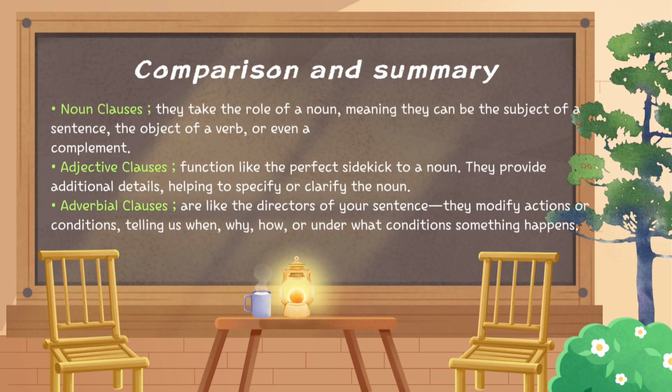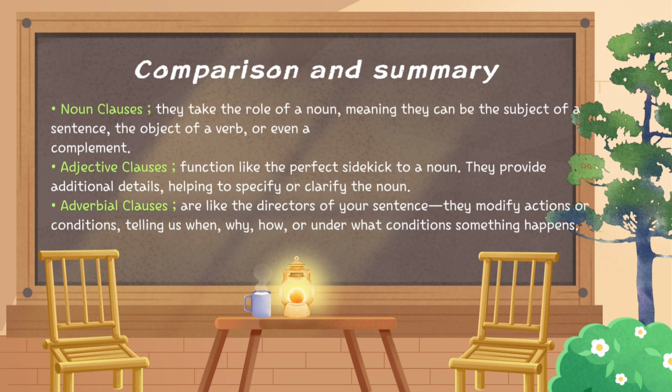To wrap it up, let's quickly compare the three types of clauses. Noun clauses are like the Swiss Army knife of the language world. They take the role of a noun, meaning they can be the subject of a sentence, the object of a verb, or even a complement. Adjective clauses function like the describing key to a noun. They provide additional details, helping to specify or clarify the noun.